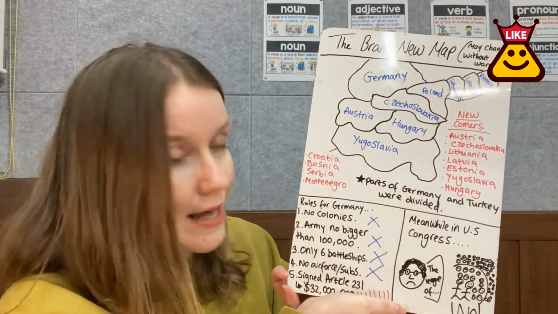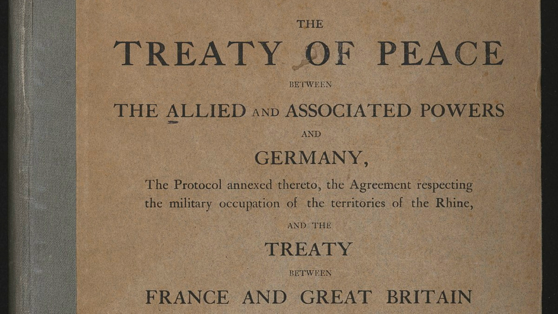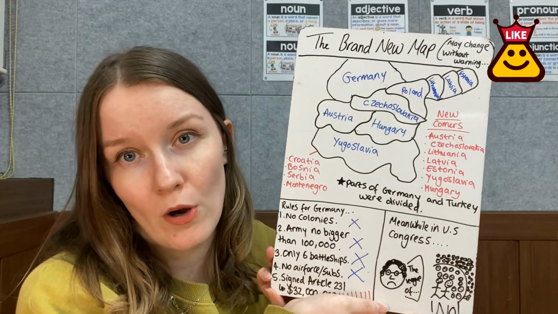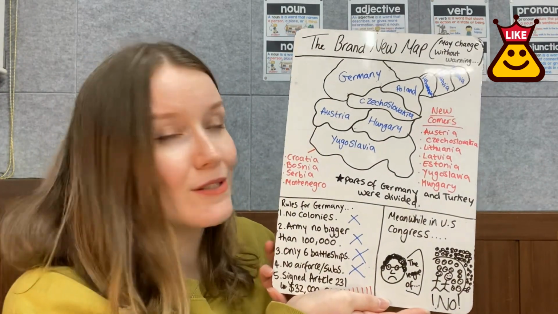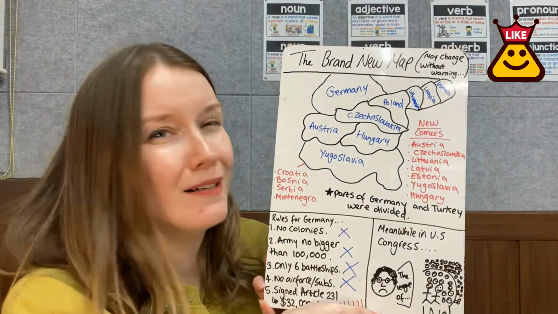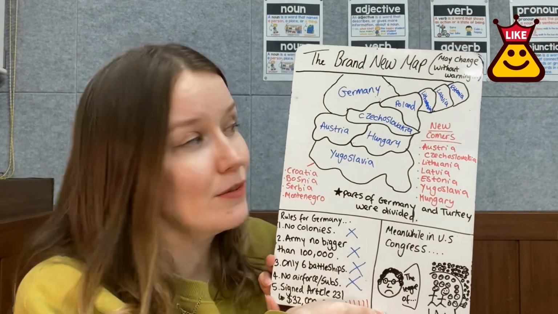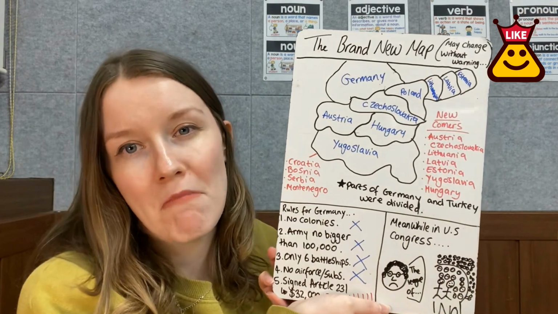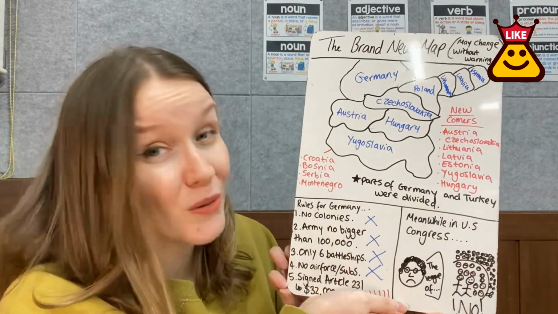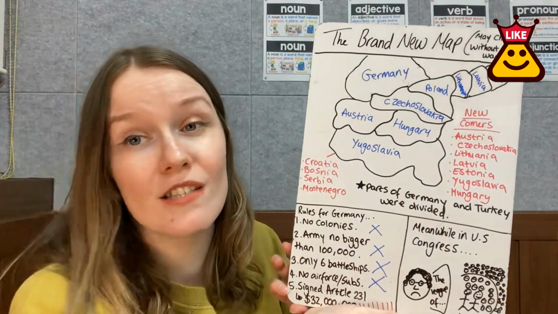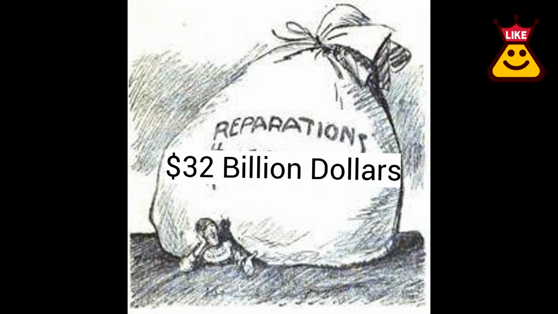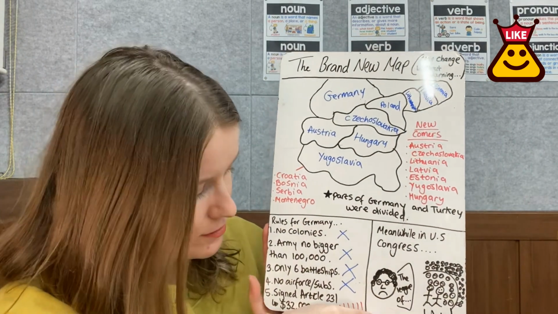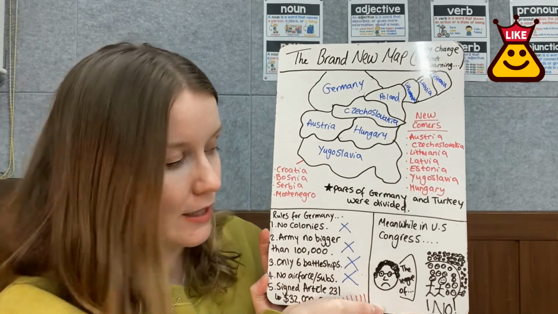And the last thing was that they were made to sign Article 231. This basically was a document that said Germany had caused World War One. They were the aggressors. Now, lots of German people were really mad about this because, as we remember, it kind of started with the Austro-Hungarian Empire and Serbia fighting each other. So Germany were really mad that they had to sign this document. And also with this document, they were forced to pay $32 billion to the other countries that they had hurt during this. So that's really, really important to remember. It was a lot of money they had to pay.